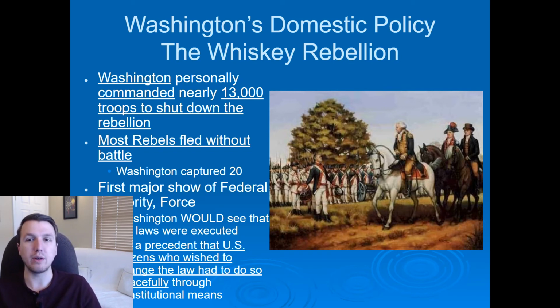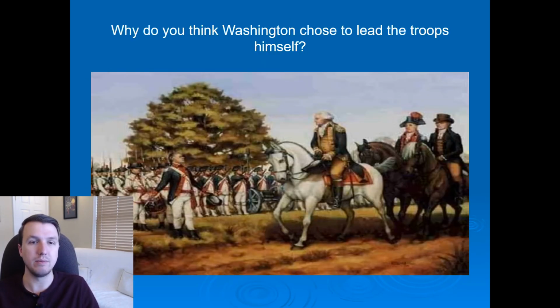The 20 men that he captured, Washington said he was going to hang them. It turns out he just fibbed to make it seem like he was tough. He let them all go.